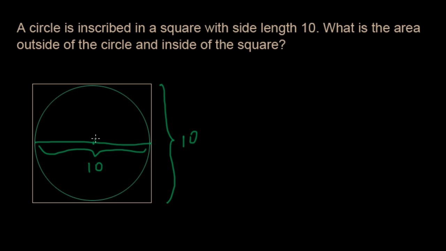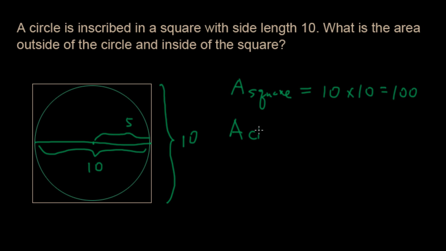Let's assume the center is there. The radius would be 5. So the area of the square is 10 times 10 equals 100. And the area of the circle is pi times radius squared. 5 squared is 25. Pi times 5 squared is 25 pi.